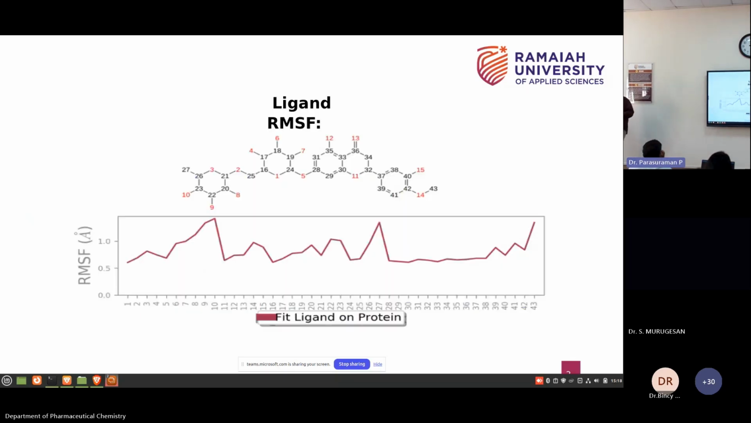Ligand RMSF. During the simulation, both will be in motion. This graph gives, for each atom during the simulation, which atom has more fluctuation. To reduce this fluctuation, you can optimize it. You can change the ligand structure, or optimize it, and you can redock it, and do the dynamics again.